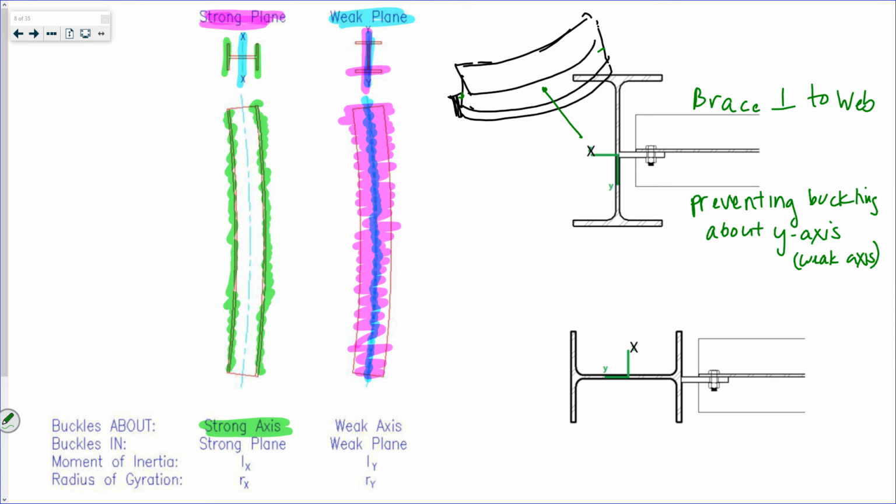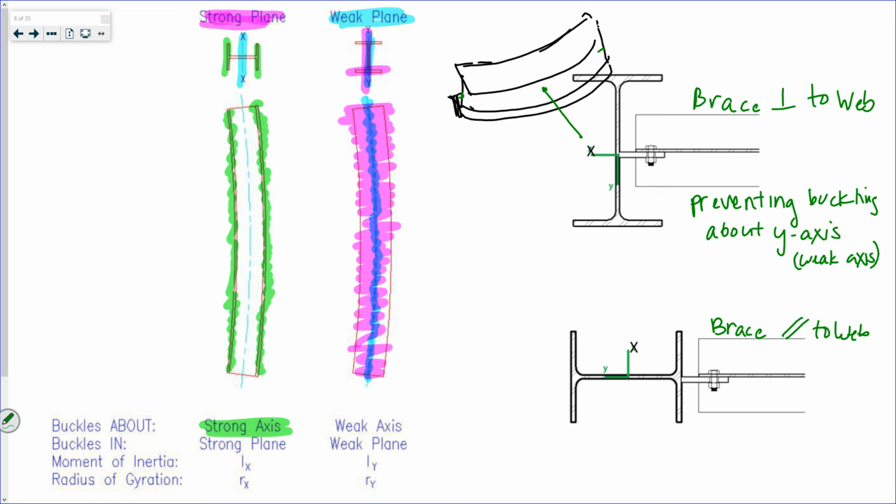So I could have a brace preventing buckling about the y-axis. On the other hand, here my brace is parallel to my web, and it's perpendicular to my flanges. So in this case, we're in strong axis buckling.